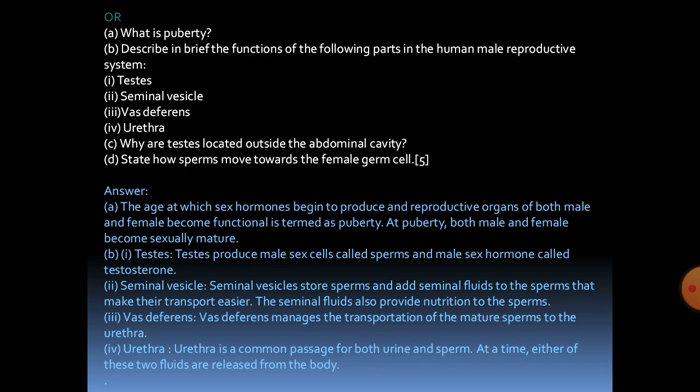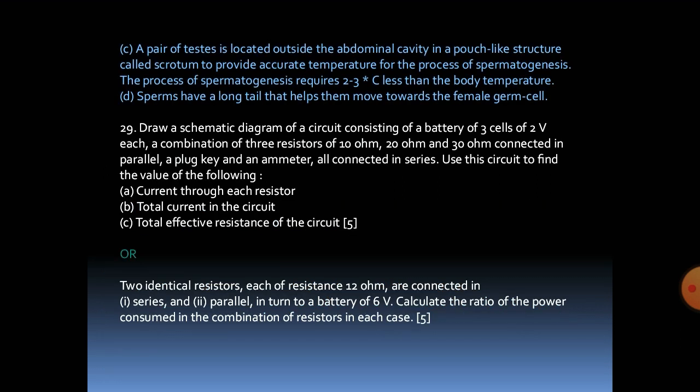The next question is, state how sperms move toward the female germ cell. Sperms have a long tail that helps them to move easily, and by their swimming movement, motility, they reach toward the female germ cell. Next question is related to your numericals.